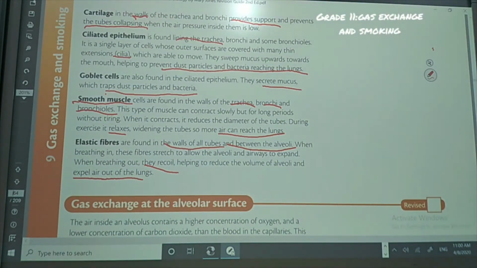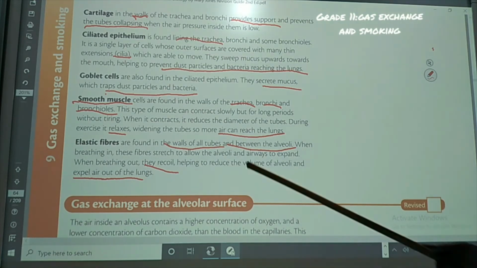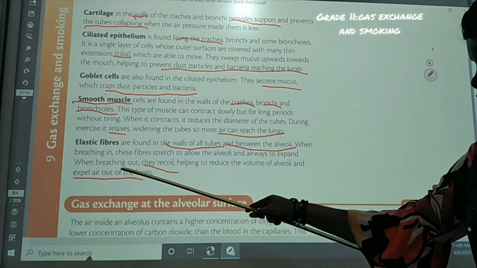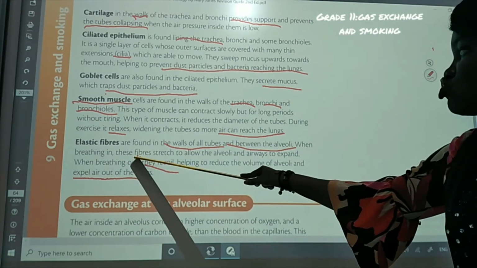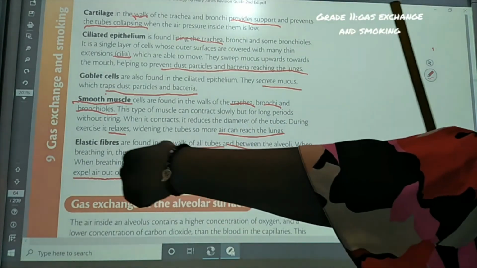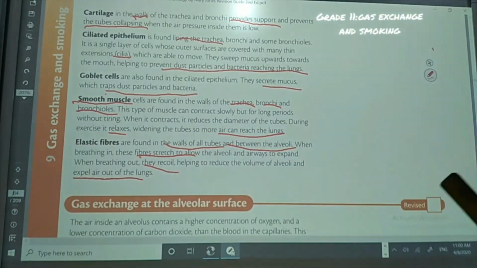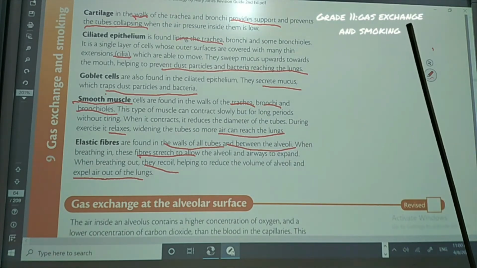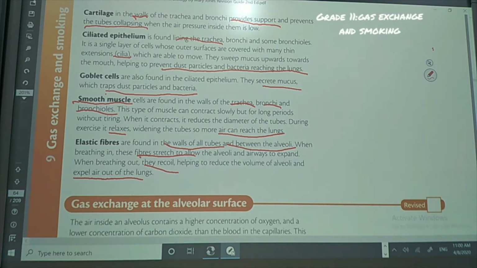I'm going to explain the elastic fibers again. Okay? The first thing you need to note is elastic fibers are found in the walls of all tubes and between the alveoli. So this is what they do. When you breathe in, the fibers will stretch. Okay? They become longer. They stretch to allow the alveoli and the airways to expand. So when they stretch, the alveoli expand, the airways also expand. Okay? That is when you're breathing in.